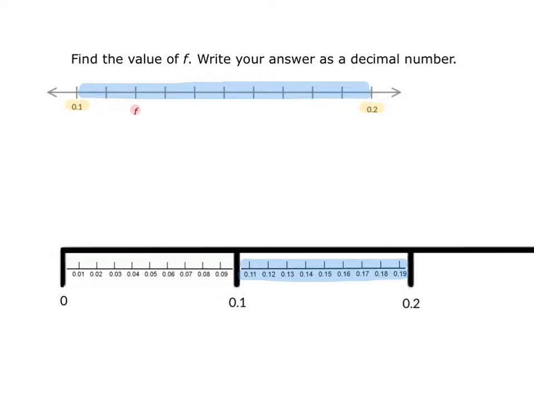When looking at the bottom number line and counting up by hundredths, I can see that it starts at 0.1, then moves to 0.11, 0.12, 0.13, 0.14. So that's how I'm going to count up on my number line at the top. I'm going to start at 0.1 at the top. I'm going to move to 0.11 and then 0.12. That would mean that my decimal is 0.12.